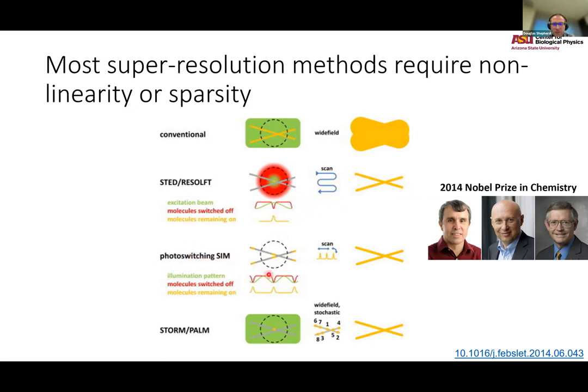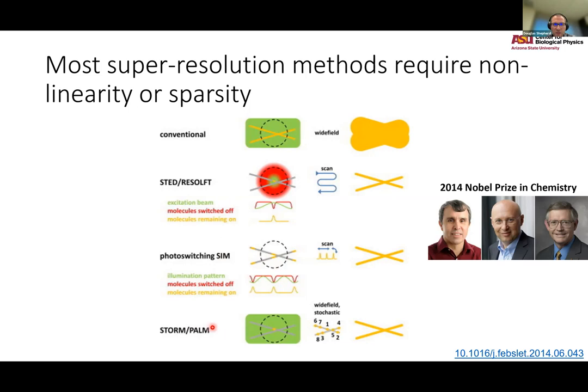Photoswitching SIM is very similar to STED. It's just that you have fluorescent molecules which can switch themselves on and off based on the photokinetics of the molecule and the light they're exposed to. It's slightly different than doing stimulated emission. But in the end, you still have to do some scanning. You still have to repeat a bunch of patterns. And so this is relatively slow.